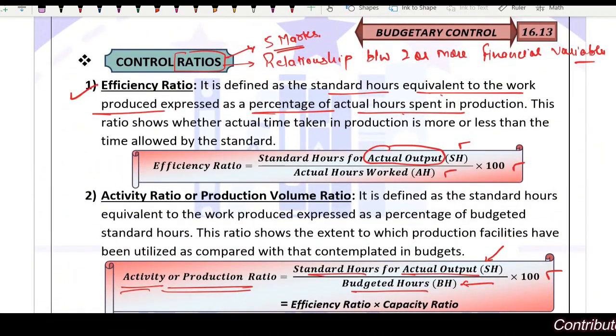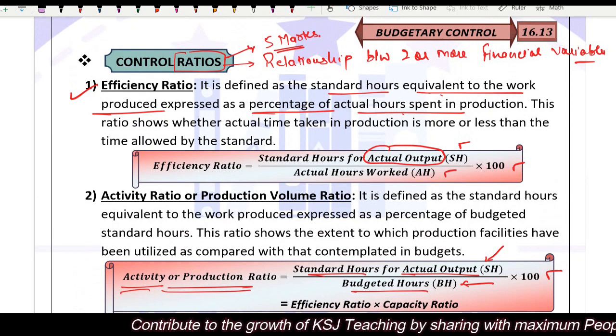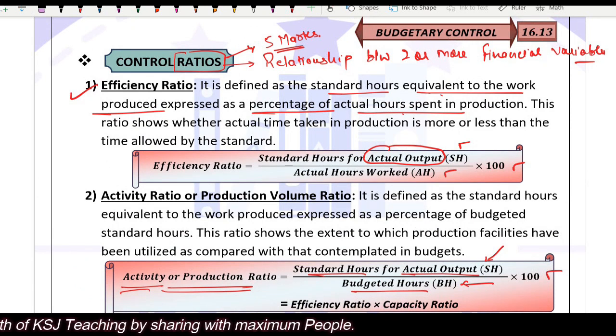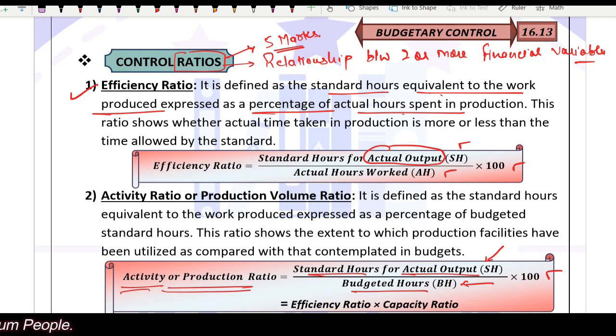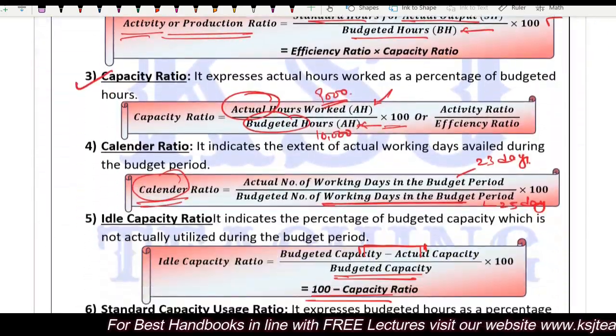This one topic I can say you might have to remember, even if it is very simple. If you try to understand it, this is very, very simple if you correlate it with standard costing, right? Like how you check the efficiency, sir. For the same output, if you compare the standards and actual, you will get the efficiency, isn't it? So all these control ratios you have to remember, right?